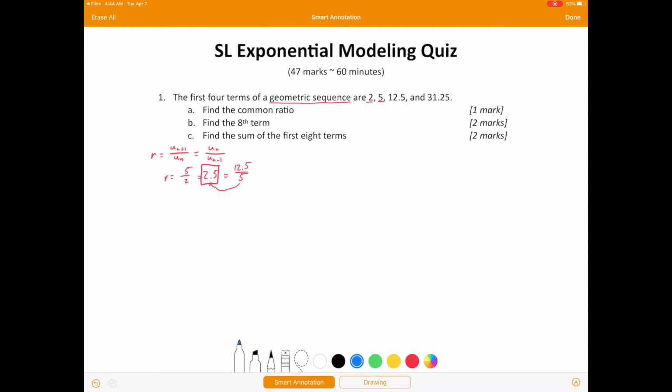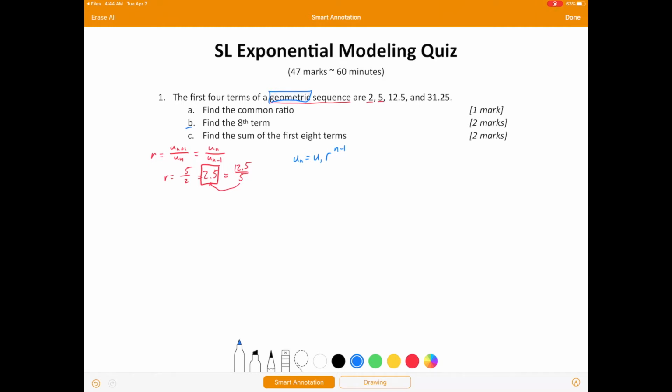So to find the eighth term, we're now going to use our formula, which is that u(n) equals u1 times r to the n minus 1. And this is in your formula packet. It's in section 1.3, SL 1.3 in your formula packet. You should be able to get that. That's for a geometric sequence.